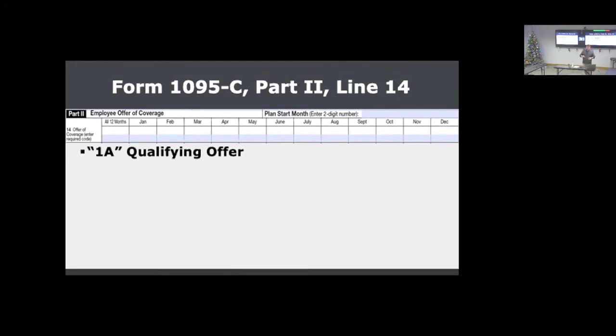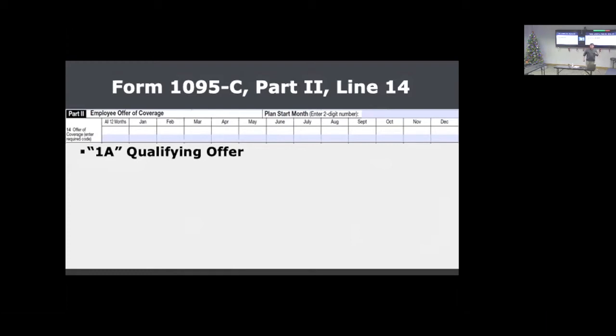Okay, line 14. What are the codes? We're going to go through these one by one. 1A, the one that you'll remember, this is your friend. This is the best one that you can use. If you can use 1A, we should use 1A. This is most of your staff. If we offer full family insurance to our teaching staff and administrators, you're going to use 1A. If you offer full single to your paras, you're going to use 1A.